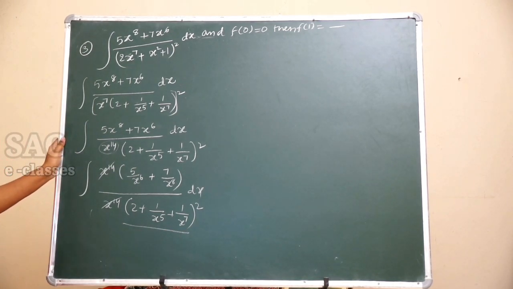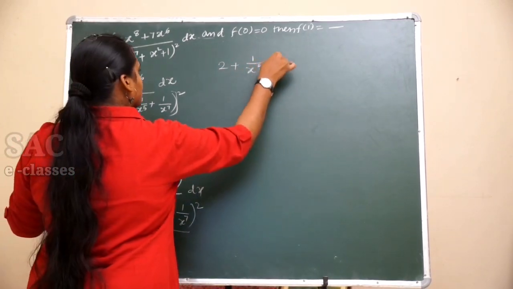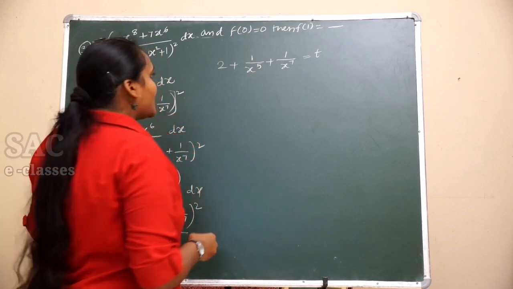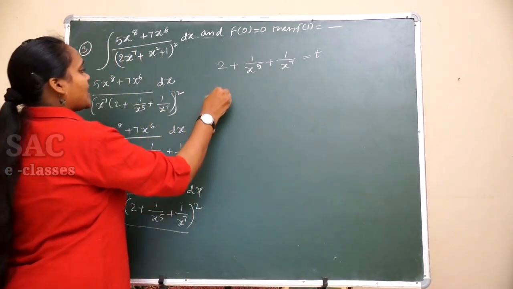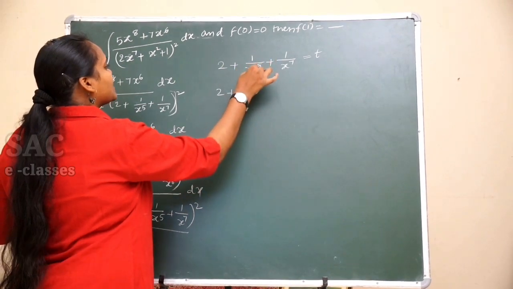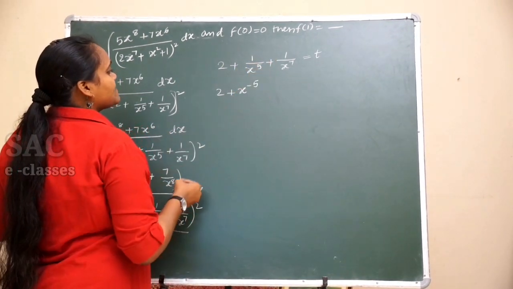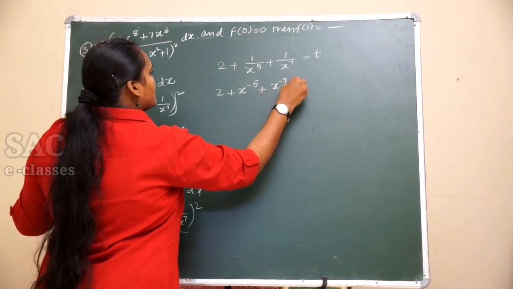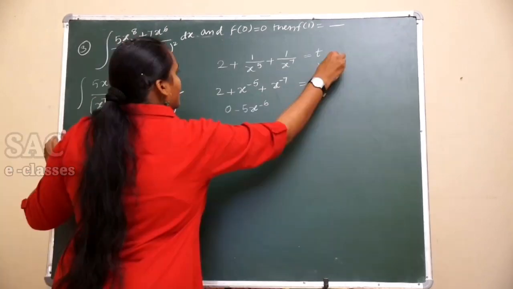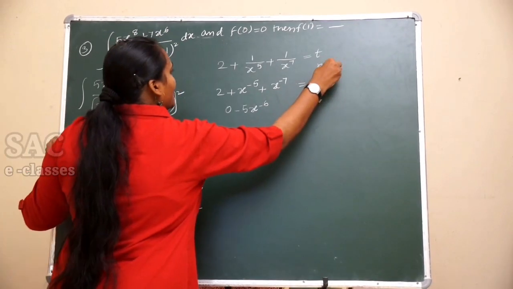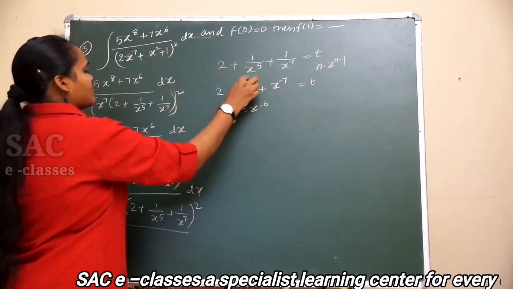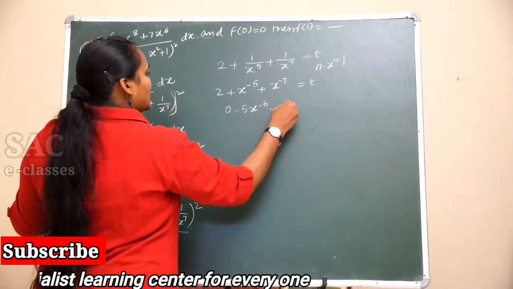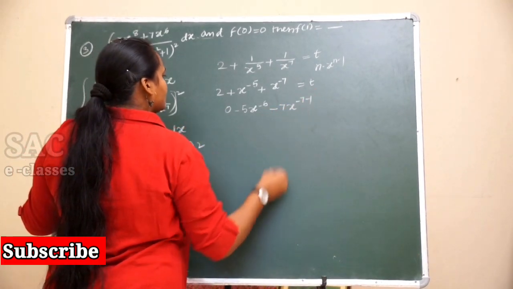Clearly getting common. What is in the denominator? I am assuming it as some variable t. To make it easier for differentiation, I am converting it into negative powers. 1 by x power 5 can be expressed as x power minus 5, and 1 by x power 7 is x power minus 7, which is equal to t. Now differentiate. It is in the form of n into x power n minus 1, so minus 5 into x power minus 6, minus 7 into x power minus 8.